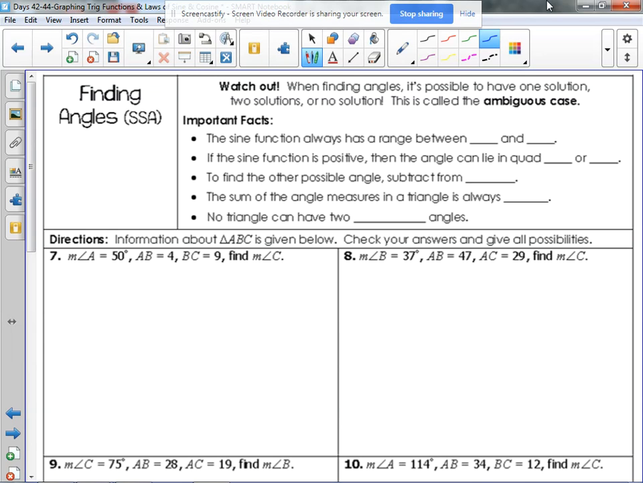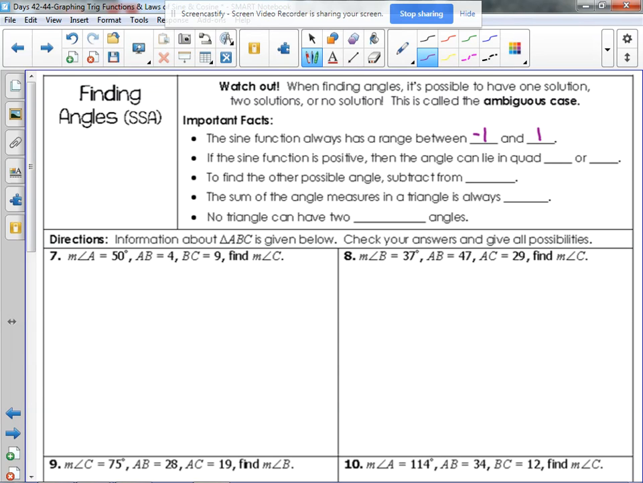When finding angles, it is possible to have one solution, two solutions, or no solutions. And that is called the ambiguous case because it could be any of those three. So you've got to make sure that it is possible for the situation to exist. So let's remind ourselves, first of all, that the sine function always has a range between -1 and +1. That is important because when we are solving these, if we ever get the sine of an angle by itself and it's equal to something that's greater than 1, that's the case where we have no solution.